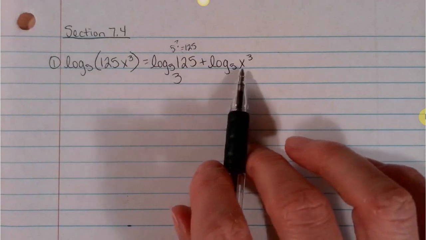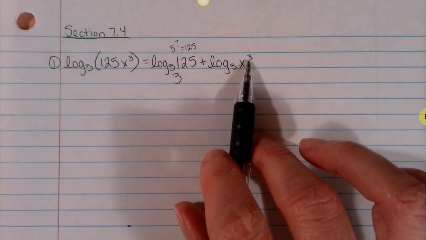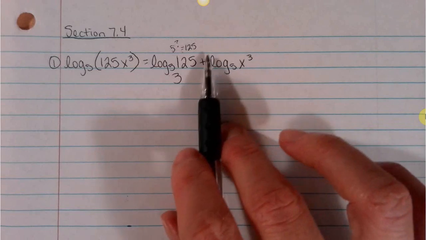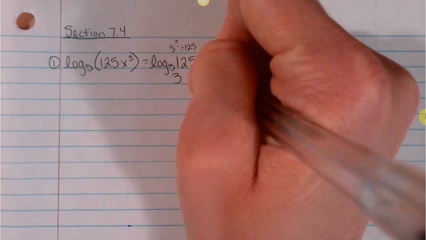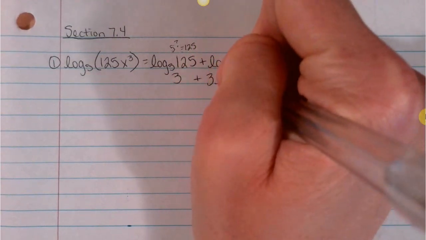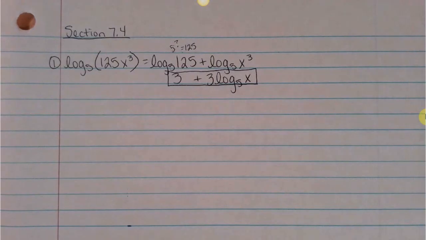And then for the second part of this expression, whenever we see an exponent inside of a logarithm, we can pull it down in front as a coefficient, as a multiplication. So we can rewrite the second part as 3 times the log base 5 of x. And that would be as much as we could do with that one then.